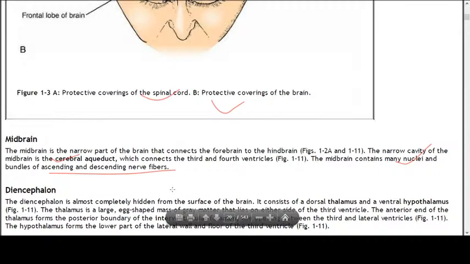So what is the difference between pons and midbrain? The difference is that the pons consists of transverse fibers, however the midbrain only consists of ascending and descending fibers.